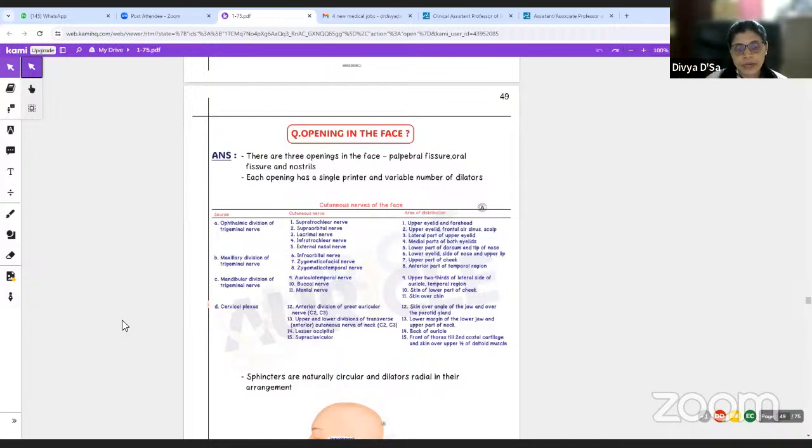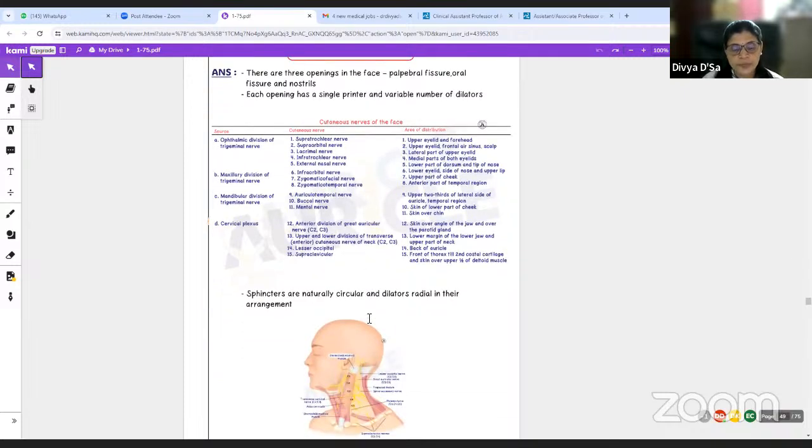Then next we have the mandibular division of the trigeminal nerve. So mandibular division of the trigeminal nerve, okay, it also gives 3. One is auriculotemporal, buccal, and the mental nerve. So here the auriculotemporal nerve supplies the upper 2/3 of the lateral side of the auricle and also the temporal region. The buccal nerve supplies the skin on the lower part of the cheek. And the mental nerve supplies the skin over the chin.